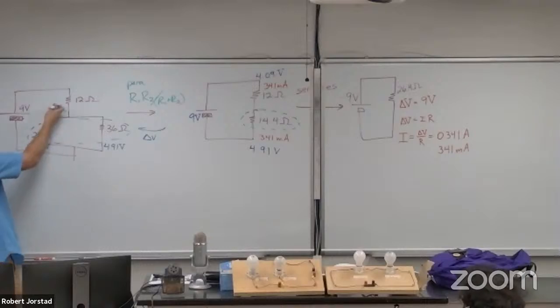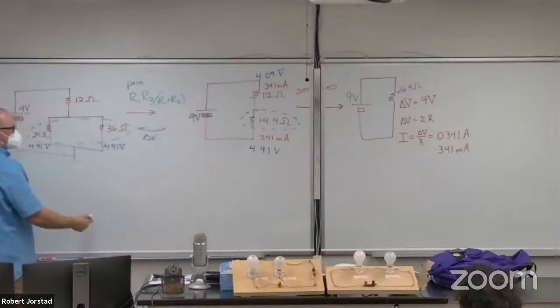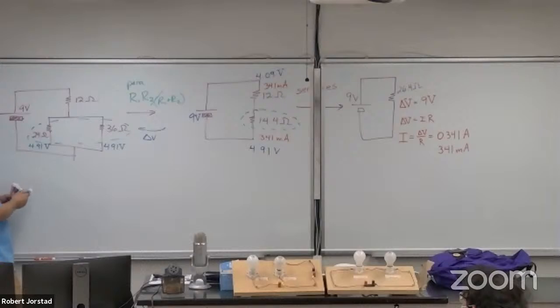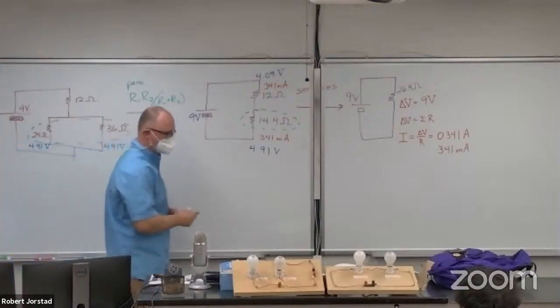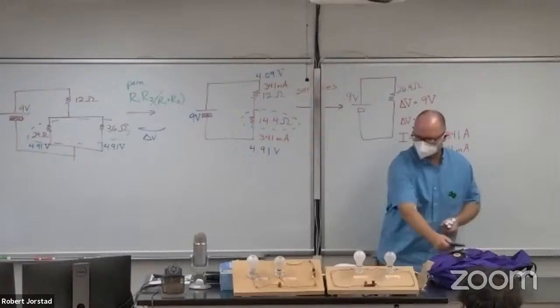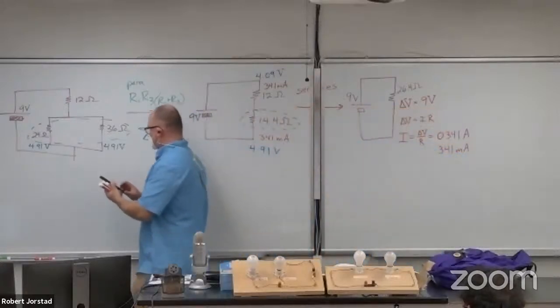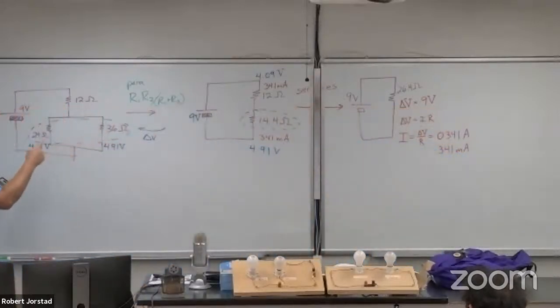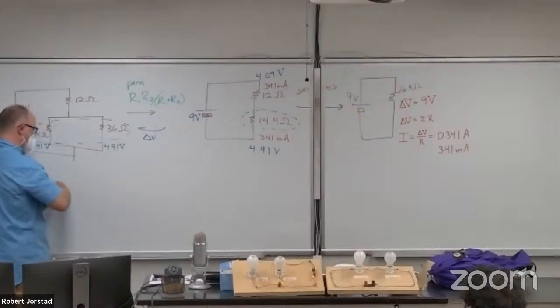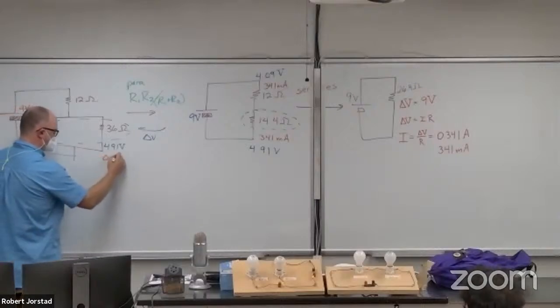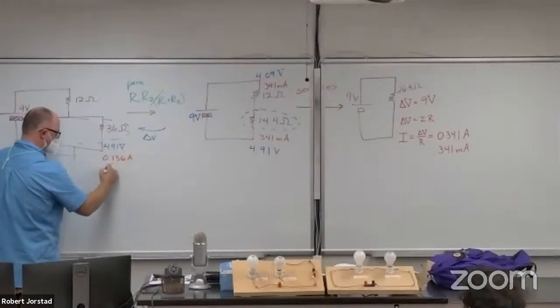Do I need to write anything up here, or have we figured it all out pretty much? I pretty much dialed that one in. So then here I could get the currents, right? Let's do it. What do you get for the current? So I need the V over R. So turn it on. 4.91 divided by 36, 136, or 136 milliamps.